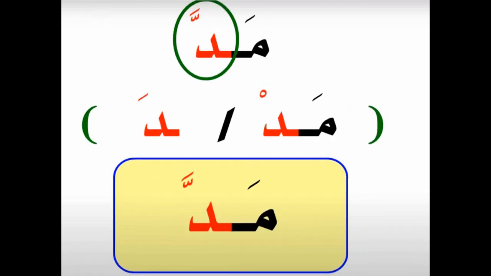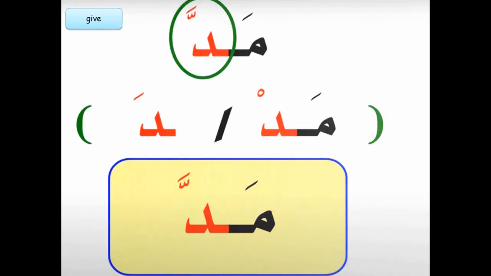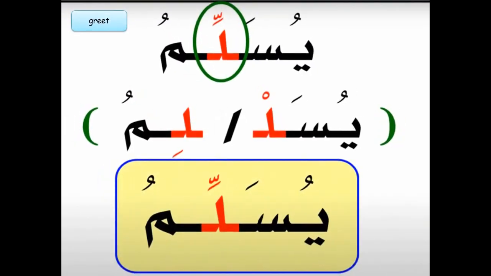And we have here another verb, madda. Look at the letter dal. There are two separate dal, and we join them using shadda or the stress. We say madda. Here, madda means to give. The following example, yusallimu. Look at the letter li, yusallimu, which means to greet. We join them together in one letter with shadda and kasra under this stress, and we say yusallimu.